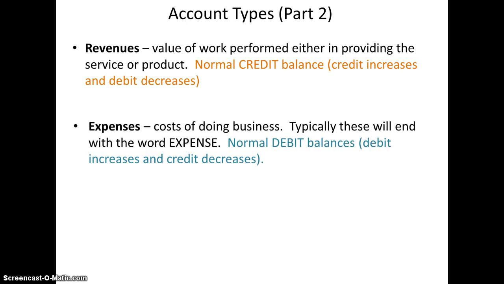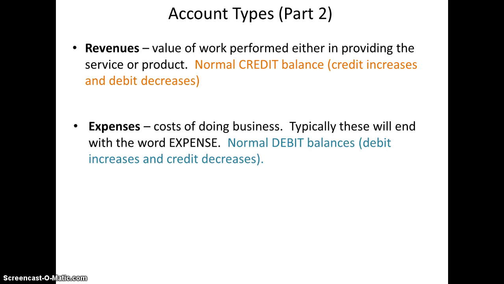Expenses are costs of doing business. Typically, these will end with the word expense: rent expense, salaries expense, utilities expense, insurance expense. They have normal debit balances, so they work opposite the way revenues do because they reduce revenue to come up with net income. So debit is going to increase and credit is going to decrease.